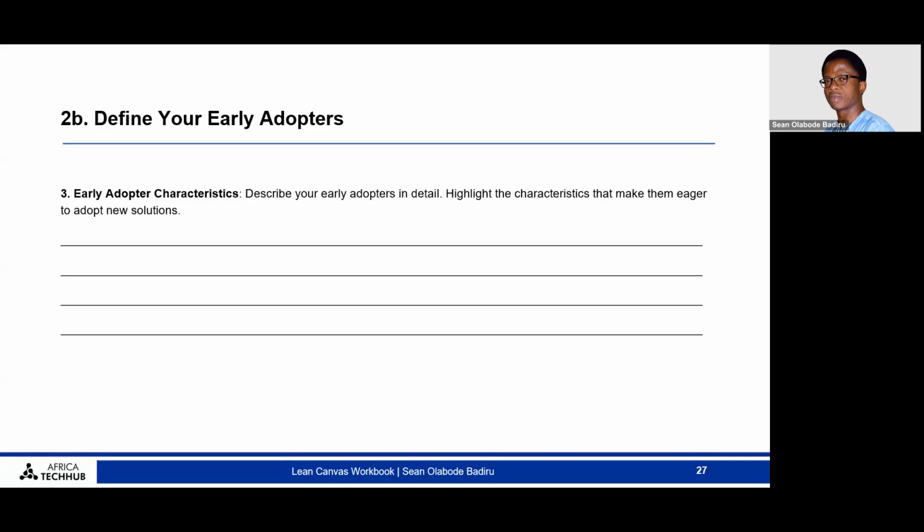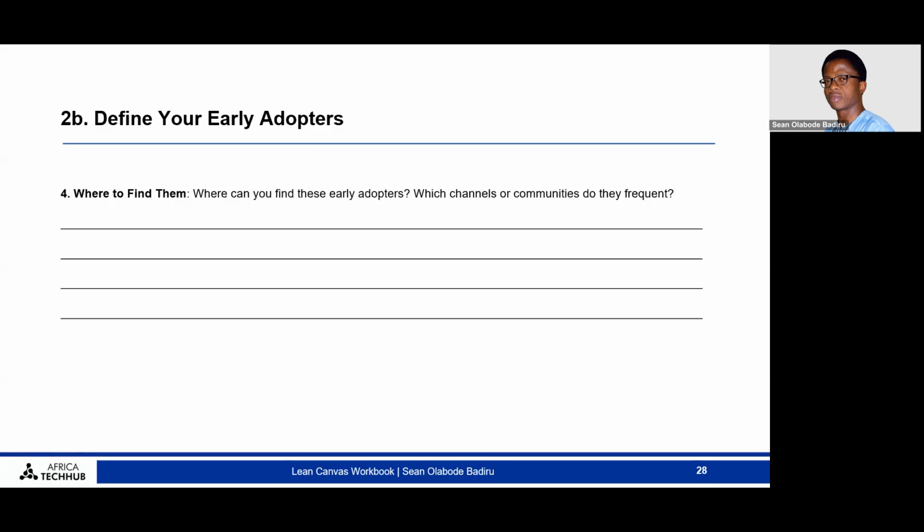So the next one is saying, describe your early adopters in detail. Highlight the characteristics that make them eager to adopt new solutions. I'm not going to dwell on this. We have dwelled on that. Where to find them? Again, Iggy has said a lot around this. I'm just rushing now so that the laptop power can carry us till the end, and so that we don't overshoot our time. We can go to bed early. Tomorrow is Monday.